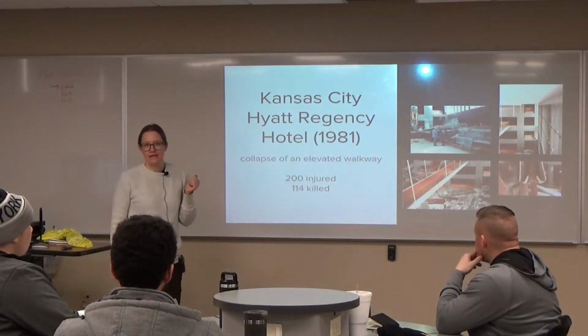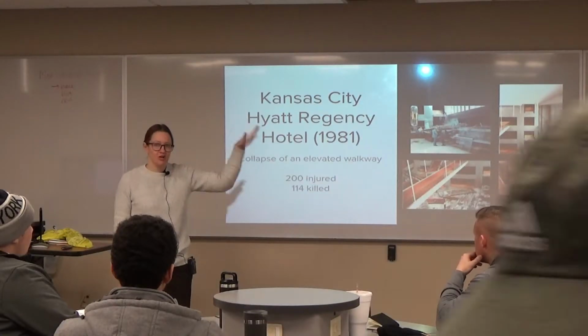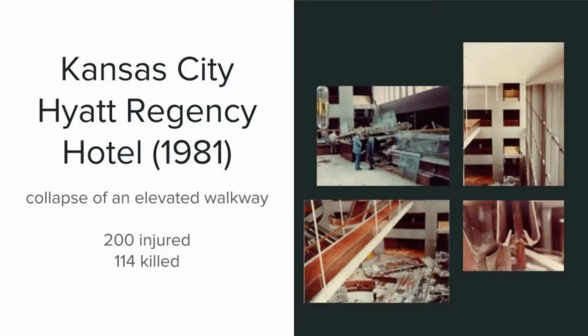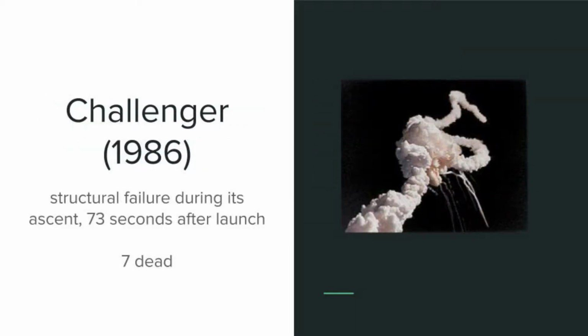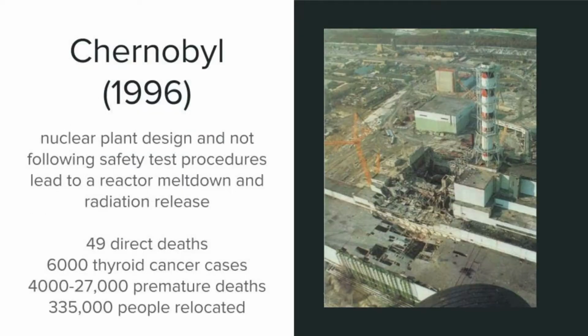And we fail as engineers, okay? In 1981, there was a hotel walkway that was elevated, collapsed, killed 200 people, injured a bunch more. In 1986, the Challenger space shuttle had structural failure and 7 people died. In 1996, Chernobyl, which is a nuclear power plant in Russia, bad design and people doing some safety tests that were not following procedure led to a meltdown and radiation release. Here we had 49 direct deaths and then a bunch of cancer cases and premature deaths, and also a bunch of people had to move. They couldn't live where they used to live.